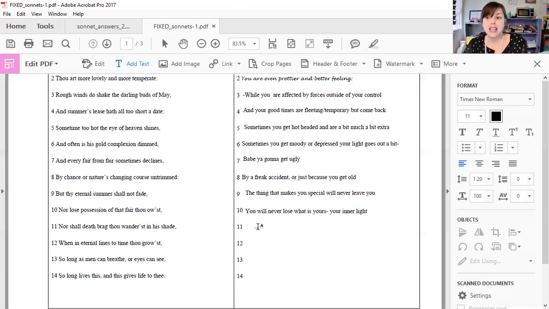And so he's saying that a lot of people when they die, they fall into death's shade and they stop being talked about and they stop being remembered because they're in death's shade. But I'm telling you that you will actually not do that. And here's why you won't do it. Because, babe, I put you in an eternal line. I put you in eternal lines of a poem. And through eternal lines, you grow bigger. And so really, you will not be forgotten.